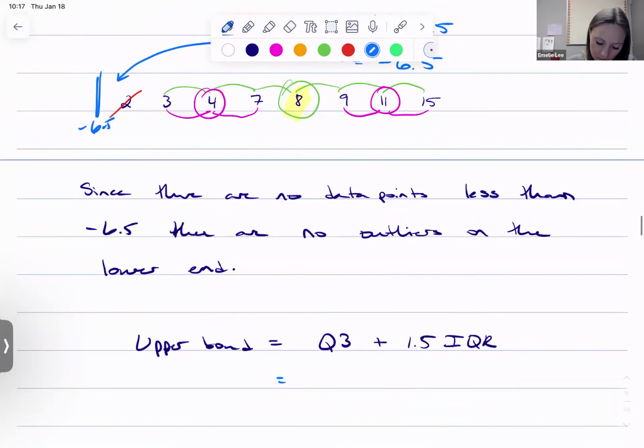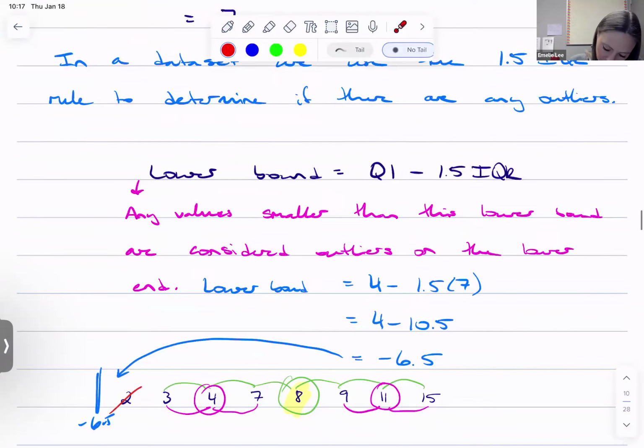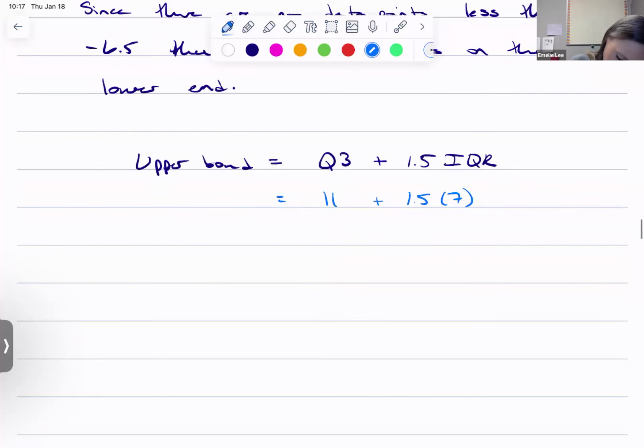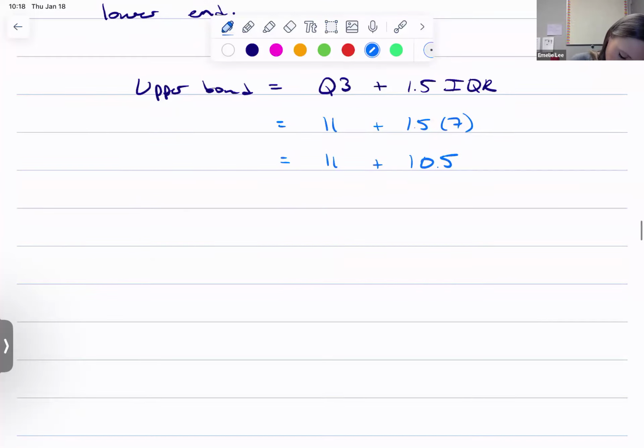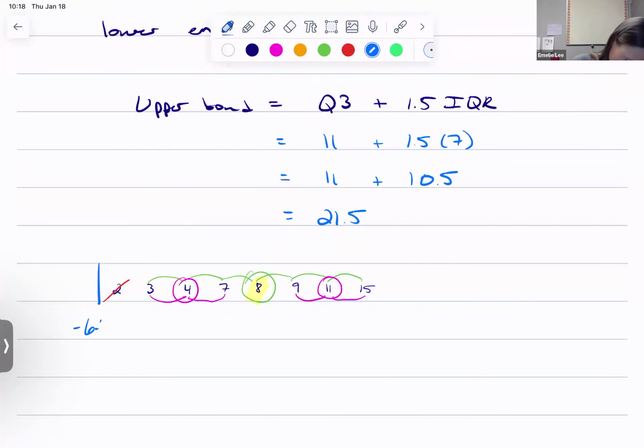which in this case is Q3, which is 11, plus 10.5. So I get 11 plus 10.5. Maybe I should write it out. You're allowed to skip like that if you want to, 1.5 times 7, since you already showed your work. But I'll do it properly here. So I get 21.5. Again, I had a bound at negative 6.5, and now on this number line, I get 21.5. All the values are within these bounds, and so there are no outliers. But this is how you would determine if there was an outlier.